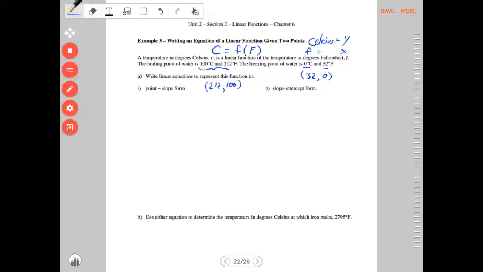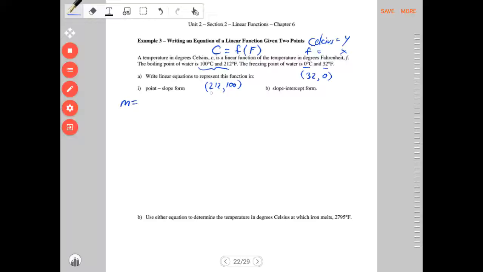Now, if we get them backwards, this would still work. It's just that would mean that the Fahrenheit is a function of Celsius. We'd get it backwards, but it would still give us the right answers for everything. It would just change our slope and change our graph, that kind of thing. Anyways, if I want to write it in point slope form, the first thing I need to do is figure out the slope.